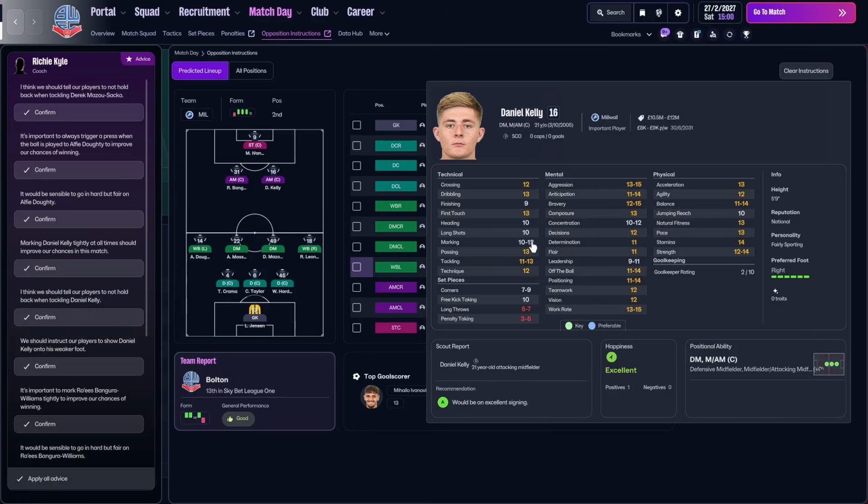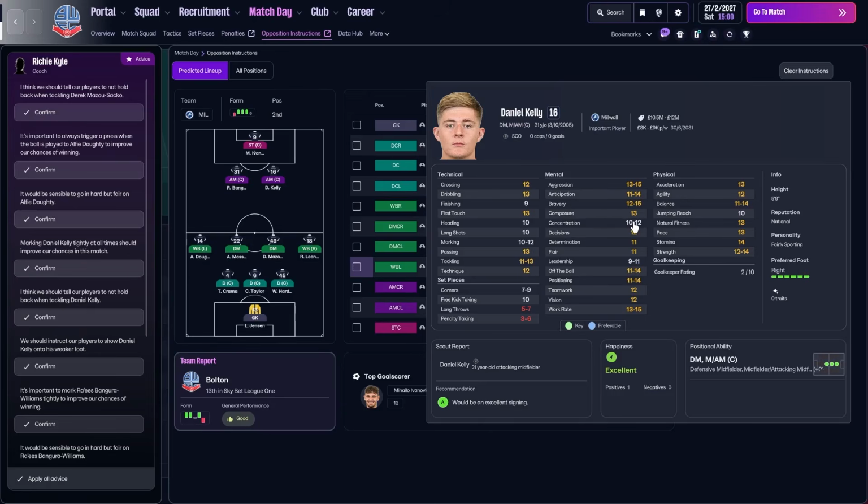But looking at all the other attributes, his passing is great. His work rate is quite good as well. This guy is actually an excellent player. So we're going to have a real good job dealing with this guy. And it's good that we're going to set up in a mid block, because in a high press, he may have a lot of freedom to do whatever he wants.